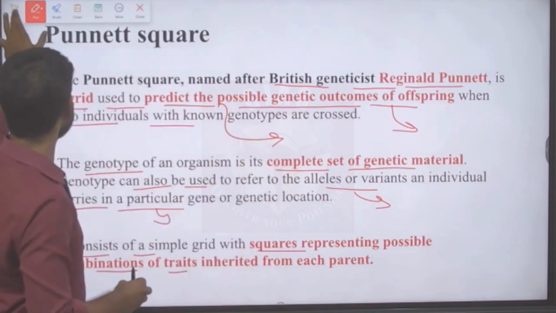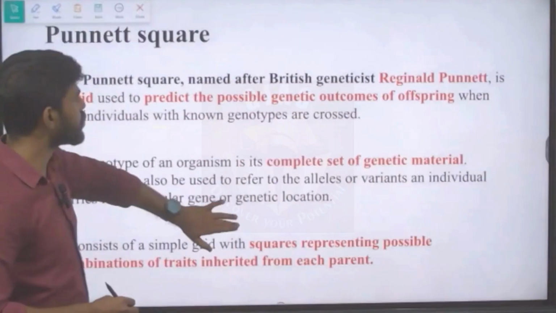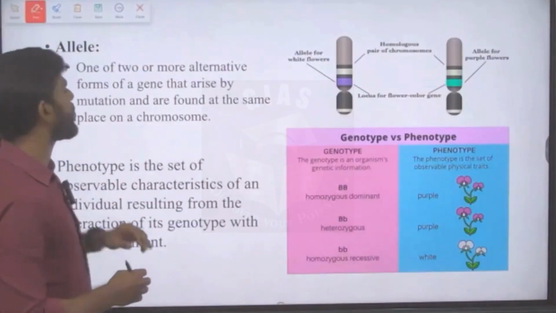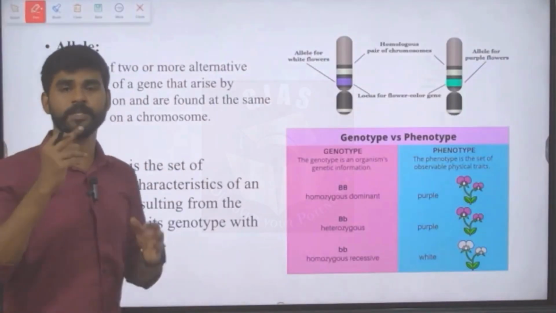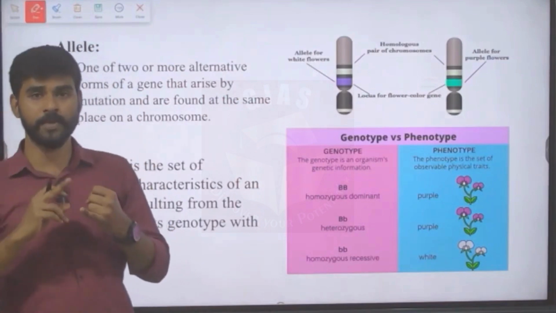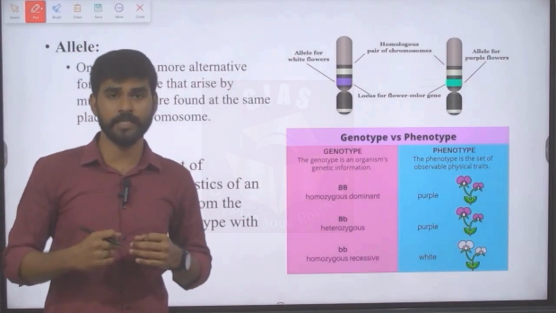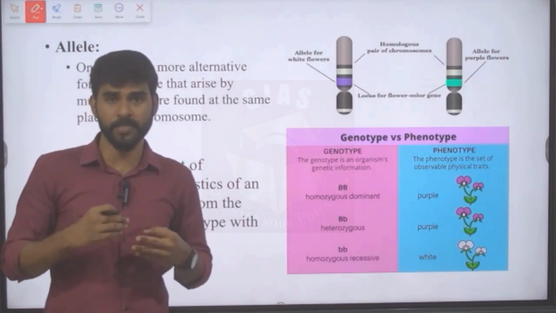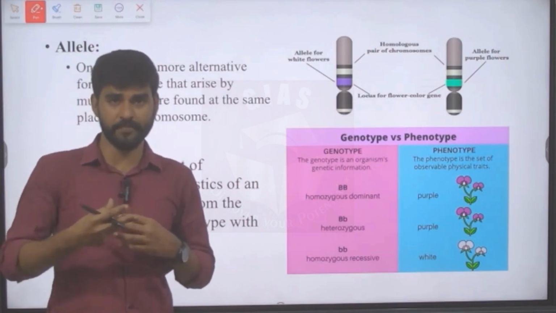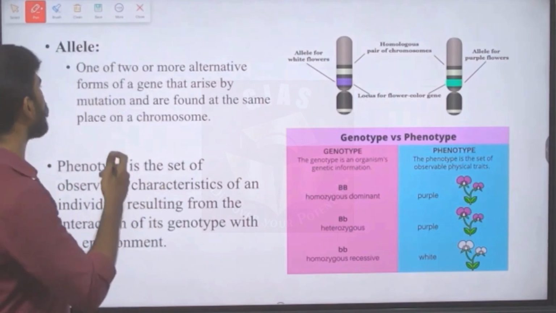Okay, what else do we have to understand? We need to get into the basics of the Punnett square. First, we need to understand the concept of allele. We saw the term allele, and then we saw the term genotype, and then we must also understand the concept of phenotype and how phenotype and genotype are different. So first we'll understand what are alleles.